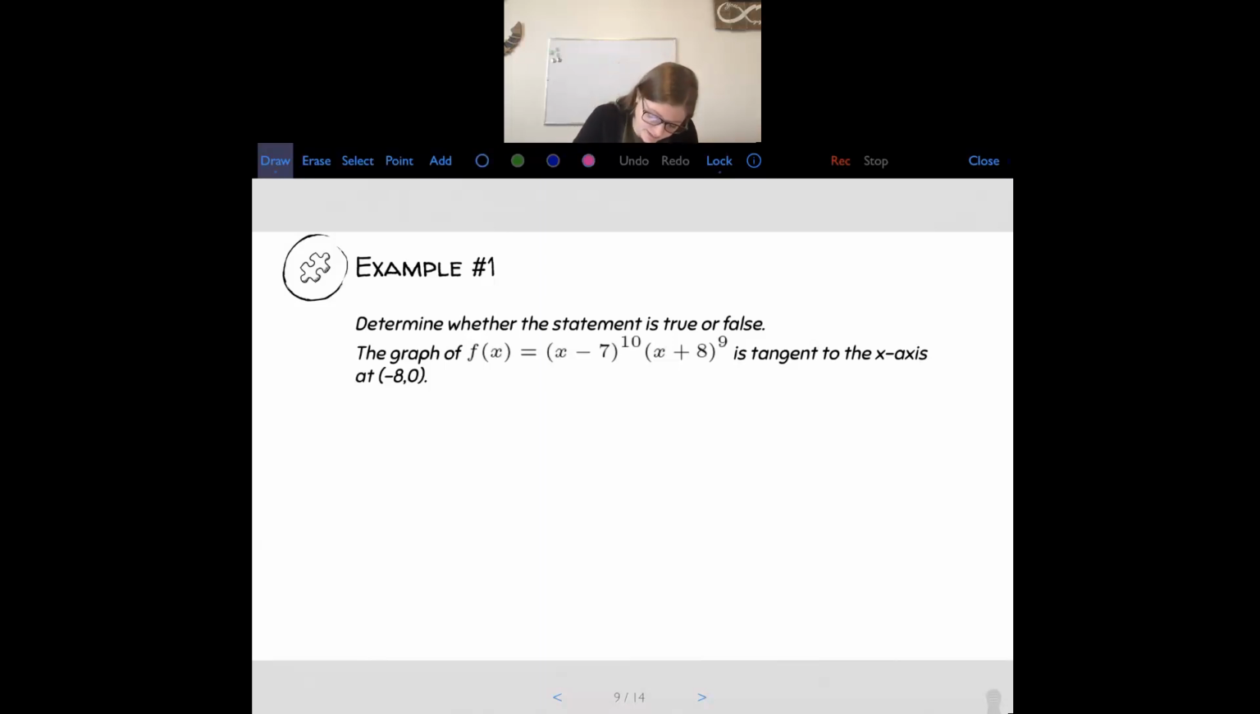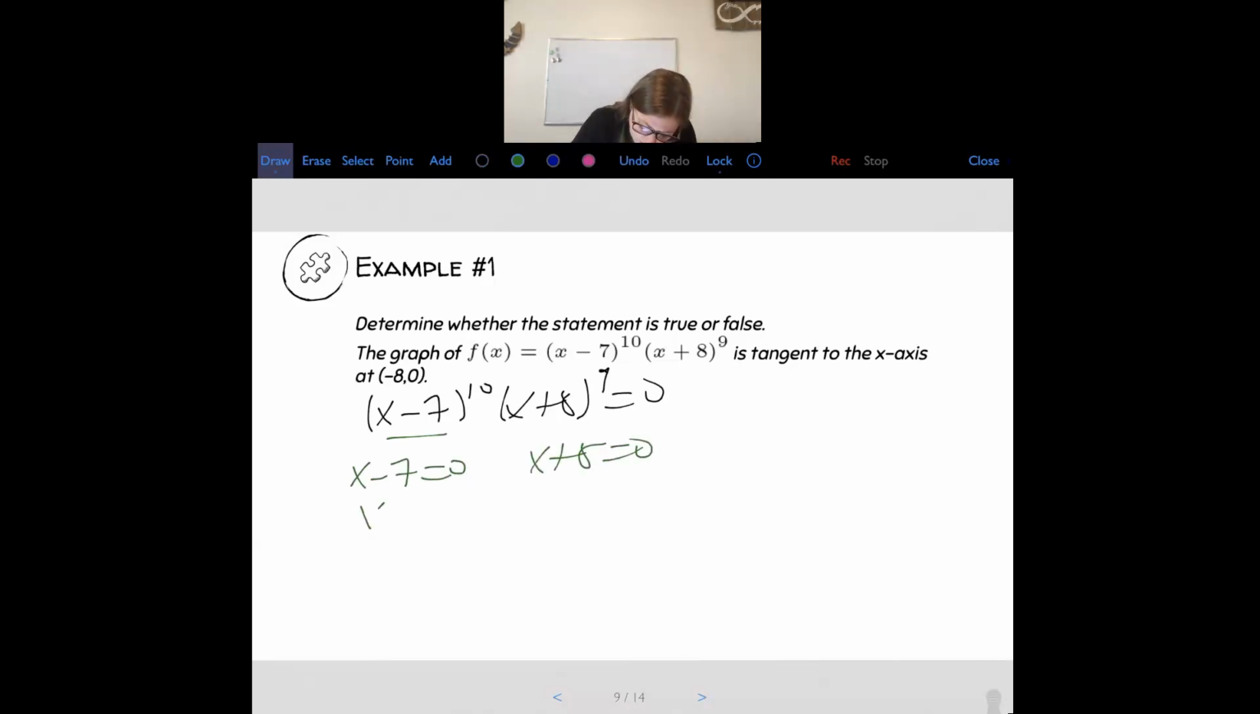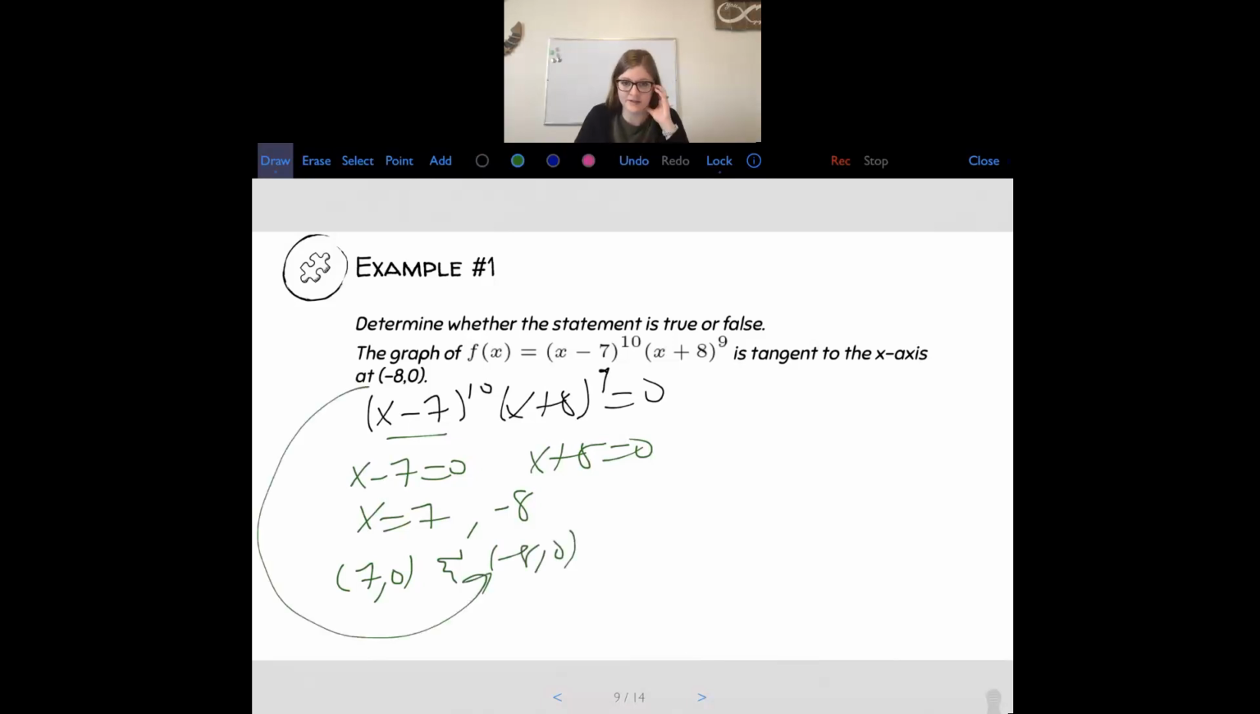Okay, so if we set our polynomial equal to 0, we have x minus 7 equals 0 and x plus 8 equals 0, which gives us 7 and negative 8, which means our x-intercepts are 7, 0 and negative 8, 0. So that's where they're getting this negative 8, 0 from.